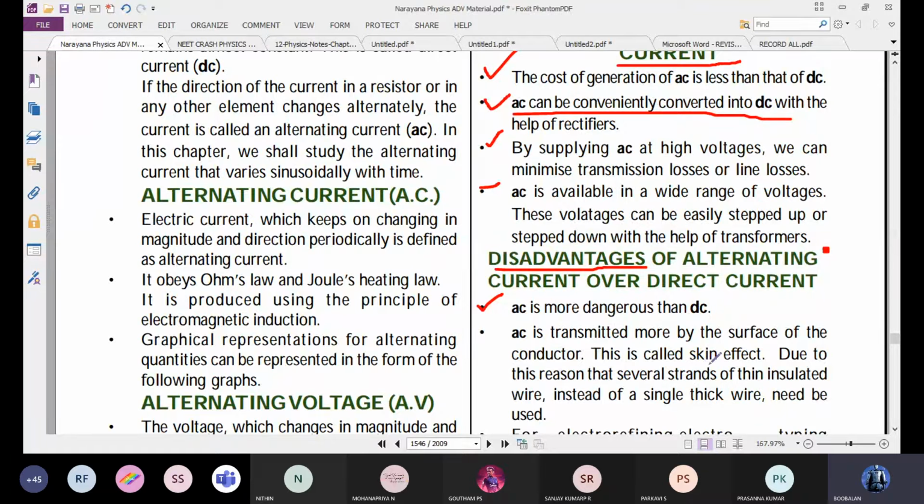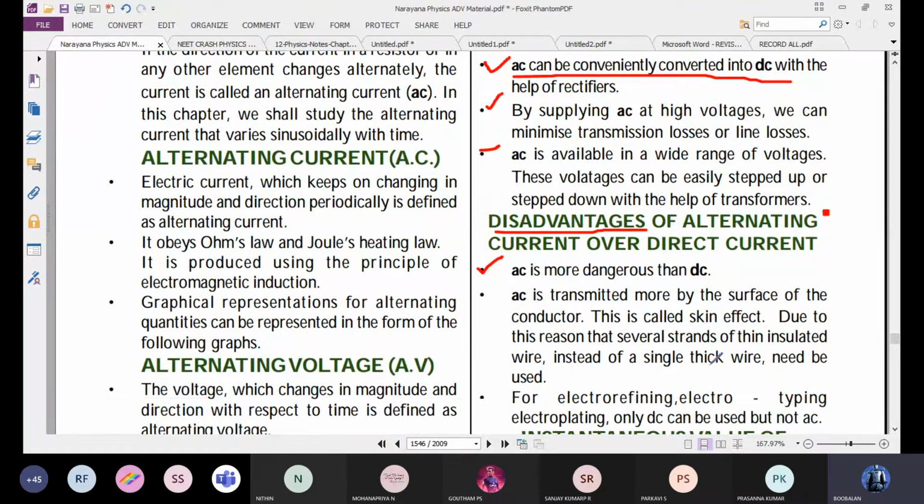Okay, next one. AC is transmitted more by the surface of the conductor. So this is called skin effect. It is transmitted only through the surface of the conductor, not inside, only the surface, the outer edge. So we only use single thick wires.